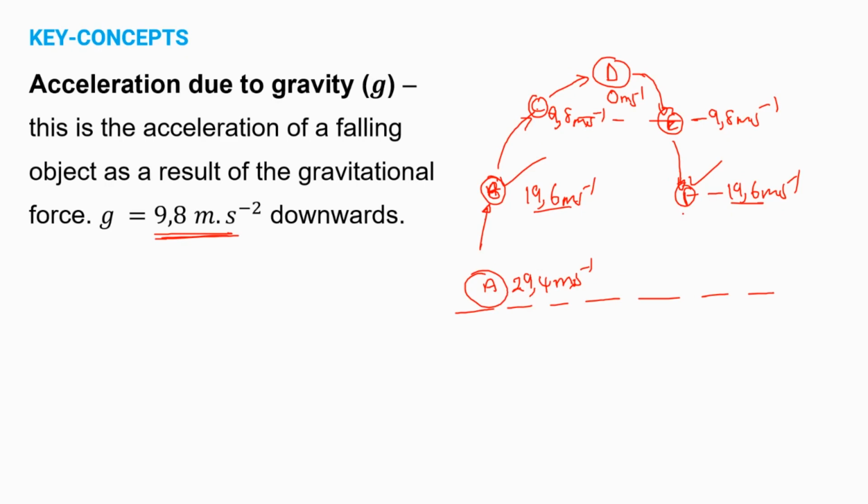And then we go down till it gets to its starting point. It started on the ground, so at the starting point it is going to be negative 29,4 meters per second. This is just an example. It's not like all projectiles start at 29,4 meters per second. This is just to illustrate projectile motion. This is negative 29,4, same as in A in magnitude, but different direction.